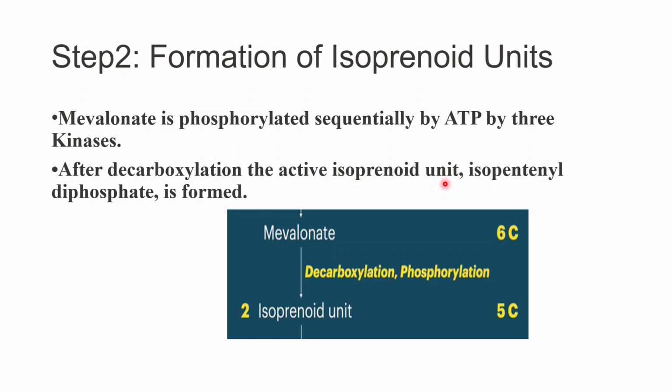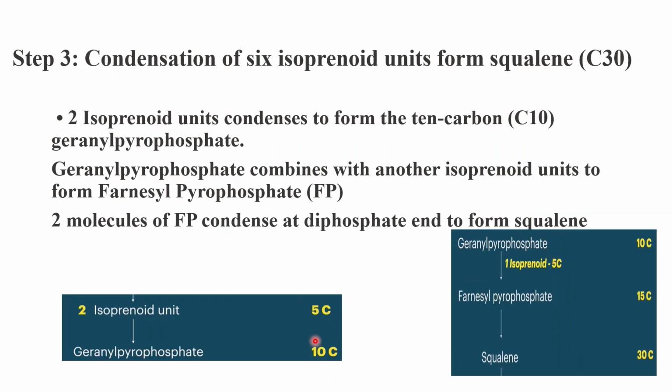Then condensation of 6 isoprenoid units to form squalene. So these are the major steps in cholesterol biosynthesis. Now step 3 is the condensation of 6 isoprenoid units to form squalene, that is C30. Squalene is a 30 carbon moiety.